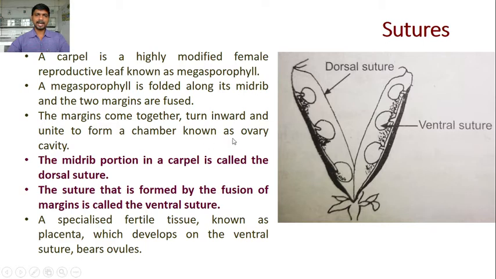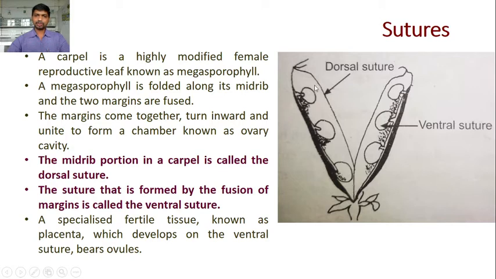The carpel is a highly modified female reproductive leaf, also known as megasporophyll. This carpel or megasporophyll is folded along its midrib and the two margins are fused. The margins come together, turn inward and unite to form a chamber known as the ovary cavity. The midrib portion in a carpel is called the dorsal suture. In this diagram we can see this dorsal suture, which is the midrib portion in a carpel.